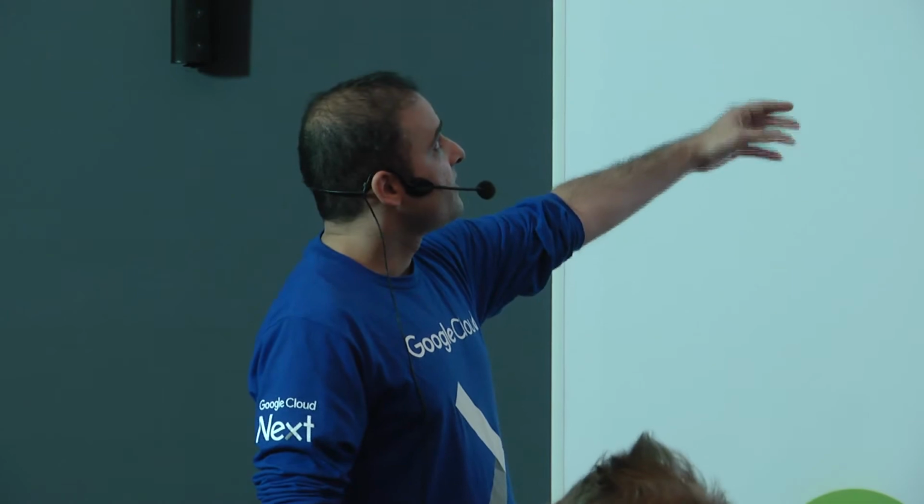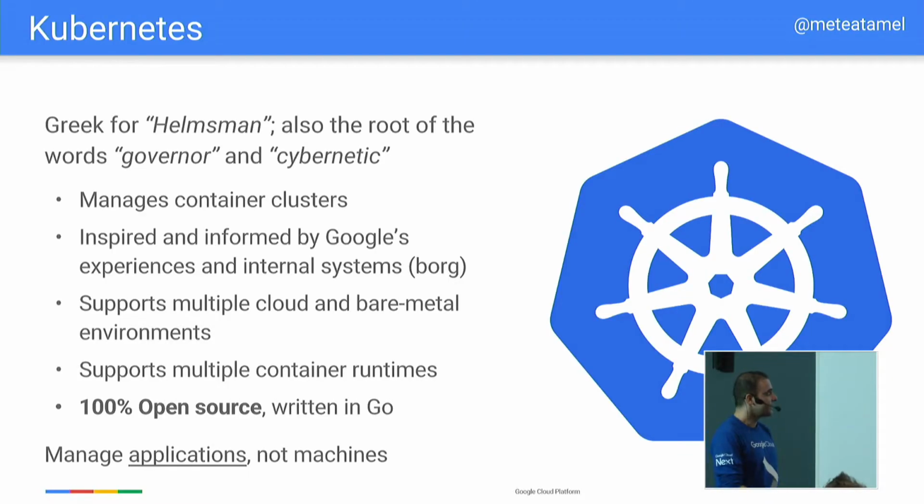So the name Kubernetes, everyone says it's Kubernetes, but it's actually Kivernetes. It's because it's Greek. But since the name got stuck, everyone now calls it Kubernetes. As I mentioned, it basically helps you to manage container clusters. It's 100% open source, written in Go. It's one of the most popular projects on GitHub.